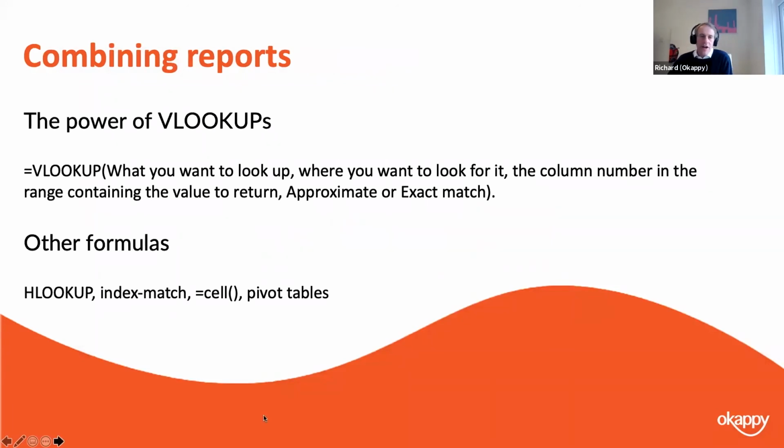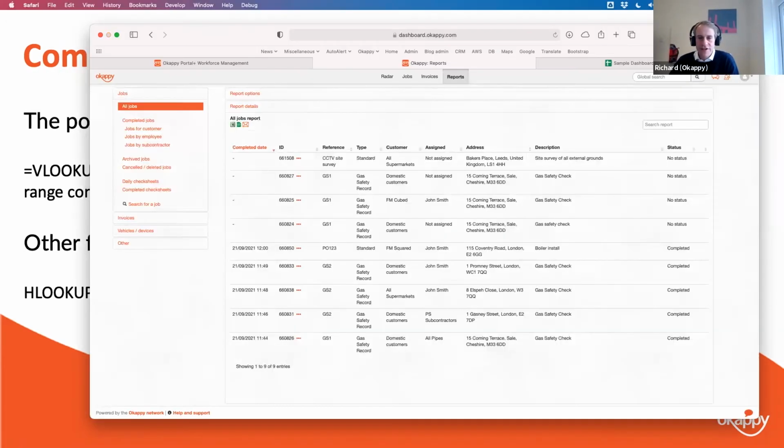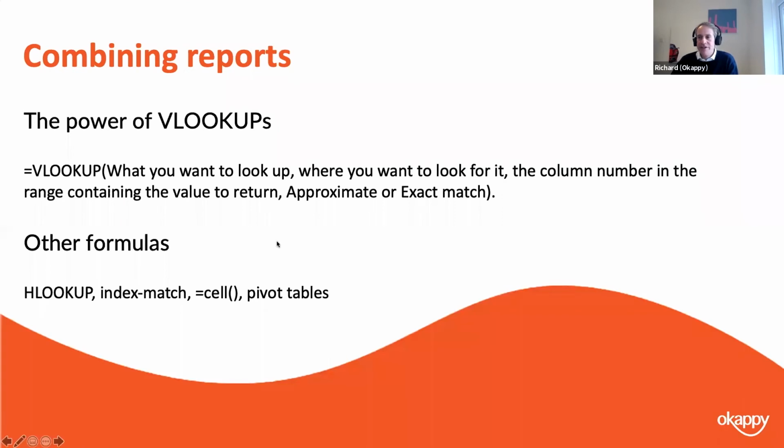Okay, so a lot of times we get questions around, well, how do you combine reports together? So say, for example, I've got the jobs report, and I want to see the emails for a customer. How do I get that into the jobs report? Well, the way to do that is through the power of VLOOKUPs. For those of you who don't know, a VLOOKUP allows you to get data from one table, search for it in another table, and pull the two together.